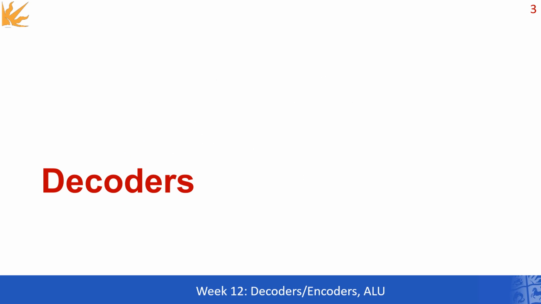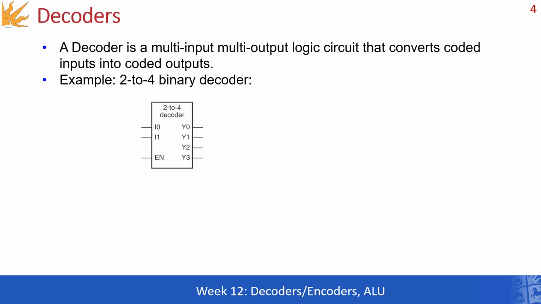So let us start with decoders. A decoder is a multi-input, multi-output logic unit that converts coded inputs into outputs. This is how a standard 2 to 4 binary decoder looks like. You've got the two inputs here, and based on the combination of bits inserted here, only one of the four possible outputs is going to be activated.